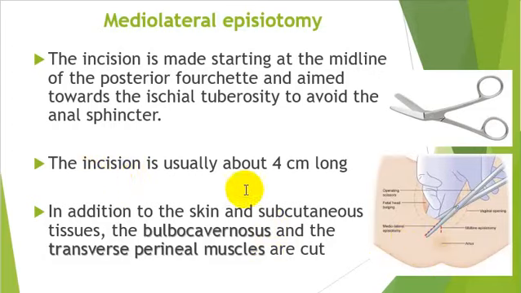And the incision normally is given about 4 centimeters long. The scissors which is used, known as episiotomy scissors, is the scissors used for giving the mediolateral episiotomy. So in mediolateral episiotomy, in addition to the skin and subcutaneous tissues, the bulbocavernosus muscles and the transverse perineal muscles are cut. When we were discussing the muscles, we had discussed these two muscles. Whether the incision is to be on the right or left depends upon the operator's preference, whether that person is right-handed or left-handed. So whichever is convenient, that direction can be used.